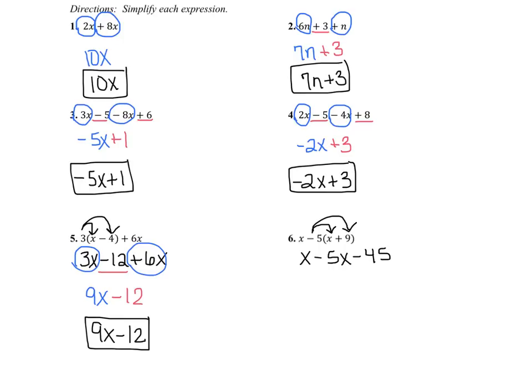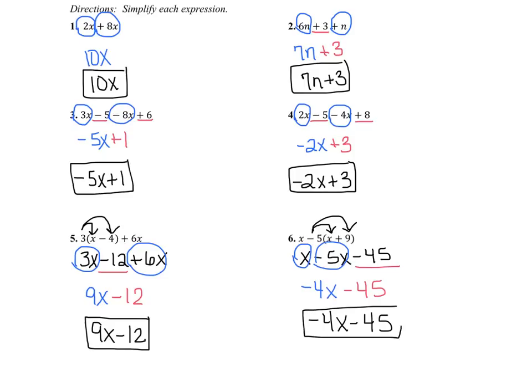Now I want to identify our like terms. So x and minus 5x, or negative 5x, are our variables. And then our constant, negative 45. Next step, x minus 5x, combine your variables. That's going to give you a negative 4x. And we only have one constant, so bring down your negative 45. So our answer is negative 4x minus 45. And that is your answer.